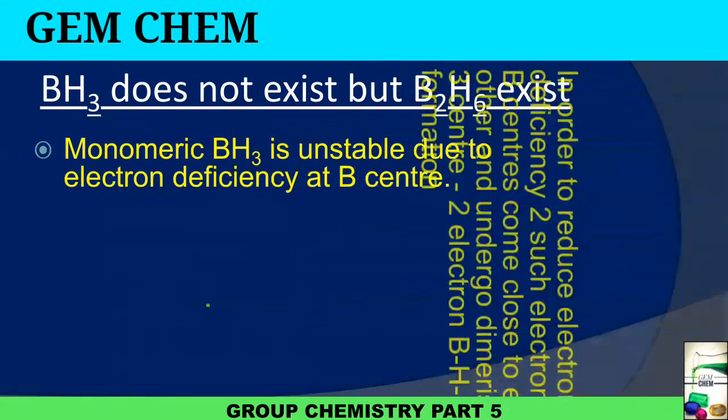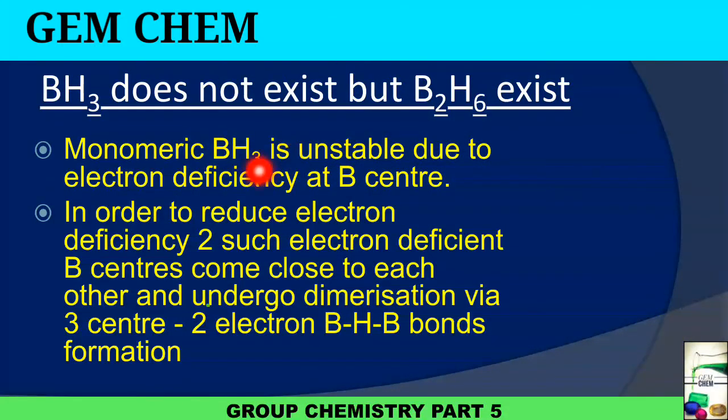So in case of monomeric BH3, it is unstable due to the electron deficiency at the boron center, as there is no back bonding. In order to reduce this electron deficiency at boron centers, 2 such electron deficient BH3 units come close to each other and undergo dimerization via the formation of 3 center 2 electron BHB bonds. Without the dimerization, it could not exist as there is high electron deficiency.